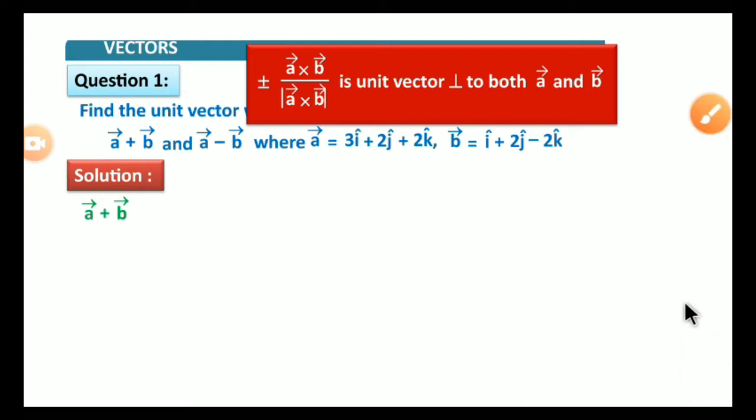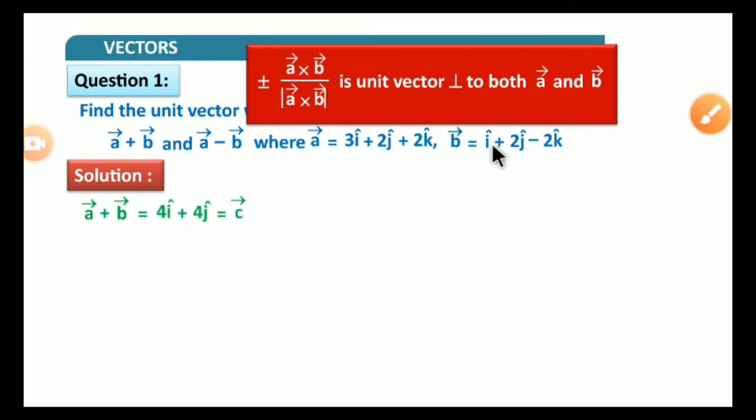a plus b. Therefore after adding these two, 3i plus i becomes 4i, 2j plus 2j becomes 4j, and plus 2k minus 2k becomes 0. Therefore 4i plus 4j is equal to, here we are going to take this a plus b as C vector, this is just notation for our calculation. And in the next step we are going to find a minus b, which means we have to subtract a and b here.